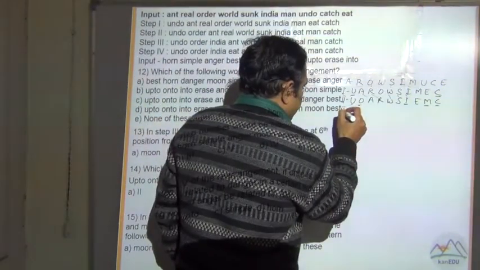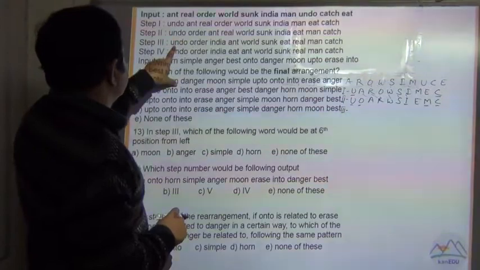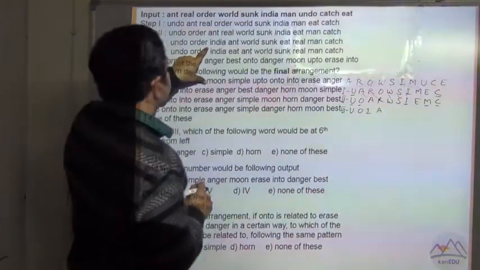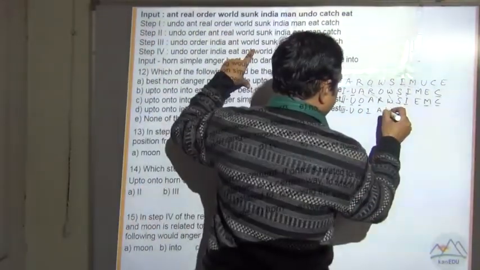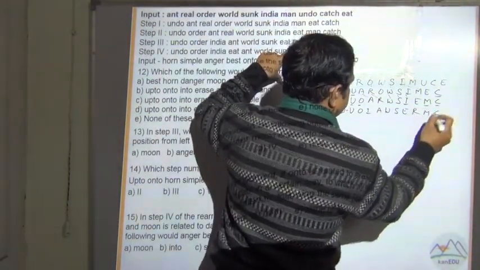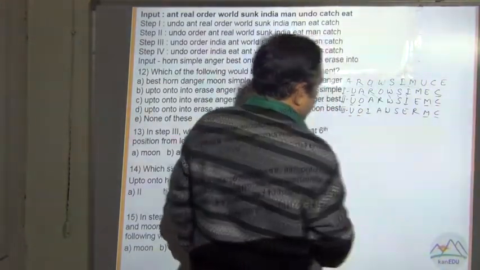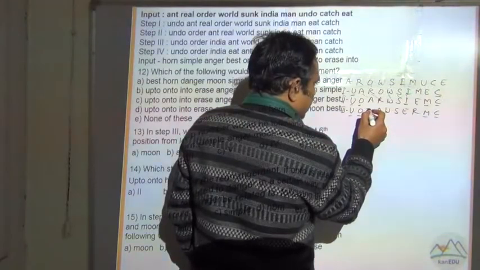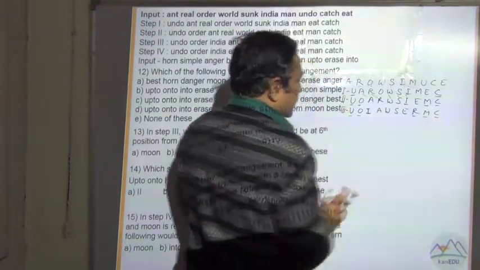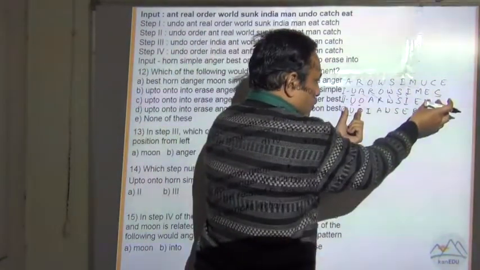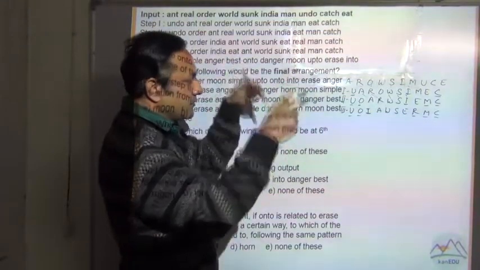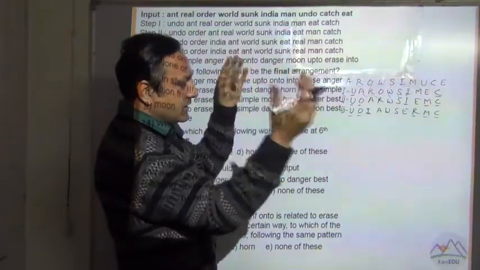Let's see step 3. U, O, I, A, W, S, E, R, M, C. Now M and C and U and O are in the same position. Now we can see I has come here and R has changed the position. Now on the left and right we are seeing some positions are changing. But those characters which have already come to those positions remain at that position. Now we have to see which characters are coming in left and right and then they are coming inside.